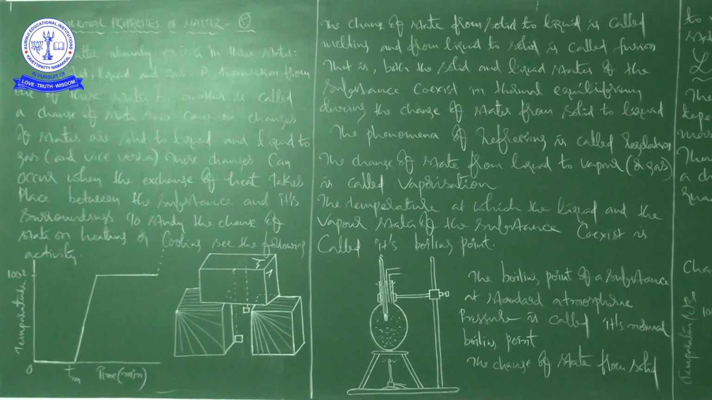Matter normally exists in three states: solid, liquid and gas, right? A transition from one of these states to another, either from solid to liquid or from liquid to gaseous, whatever it may be, is called a change of state.